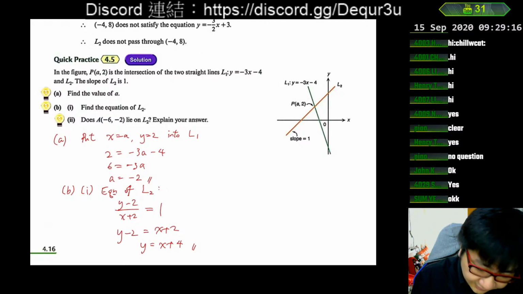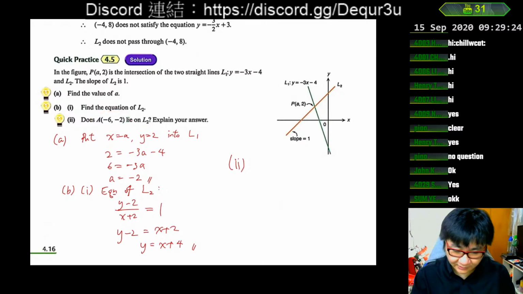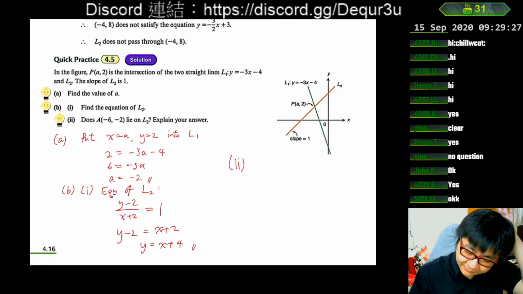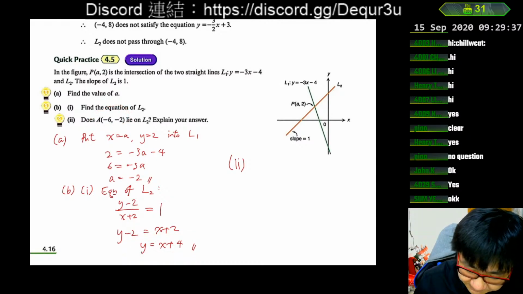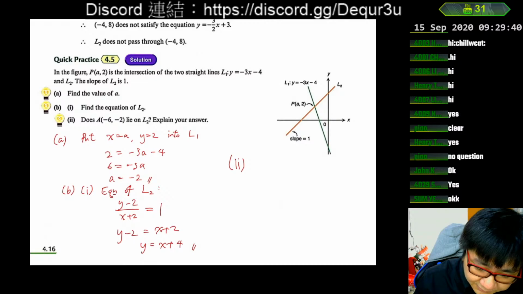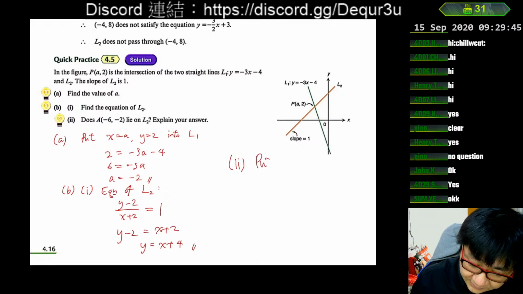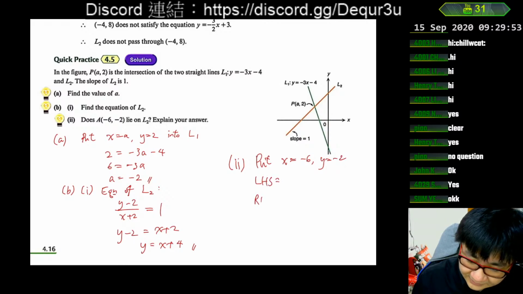finally you are asked whether the point (-6, -2) lies on L2. 咁就問負6負2係咪喺 L2 嗰條線上面。We just have the equation of L2 here, so we can use the equation to check whether the point lies on the line. Because this is the equation form, we can put in x and y and check whether they are equal. We put x equal to -6, y equal to -2, and check the left hand side and right hand side to see if they are the same.